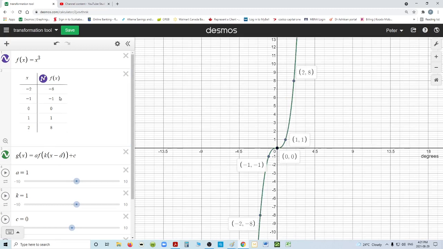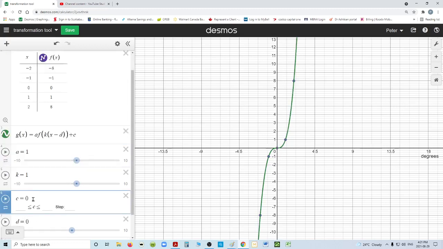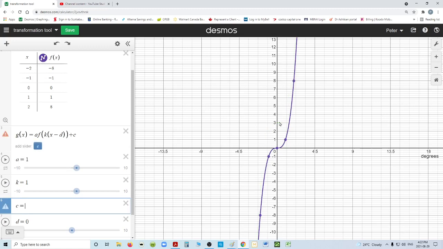Now let's look at just adding plus 3 to the c. Now, according to me, it should go up by 3. And sure enough, the green one is the new graph. It's gone up by 3. And we'll just put it back.